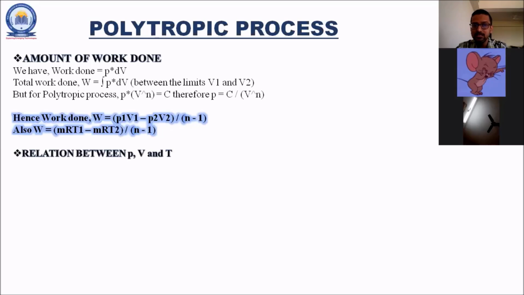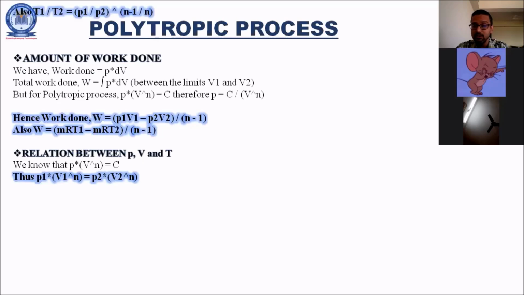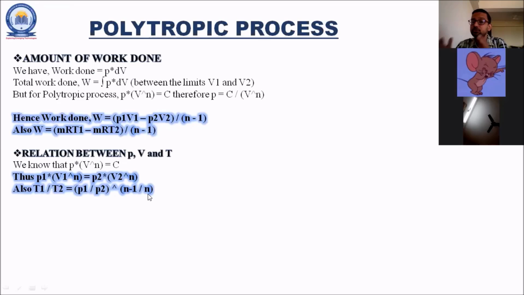Moving further, the relationship between pressure, volume, temperature. The standard equation, that is PV raised to n is equal to constant. So I can write down P1V1 raised to n is equal to P2V2 raised to n. Also the relationship between temperature and pressure, that is T1 by T2 is equal to (P1 by P2) raised to (n minus 1) divided by n. Just we need to substitute the gamma, remove gamma and put the value of small n. So now the equations become related to the polytropic process.